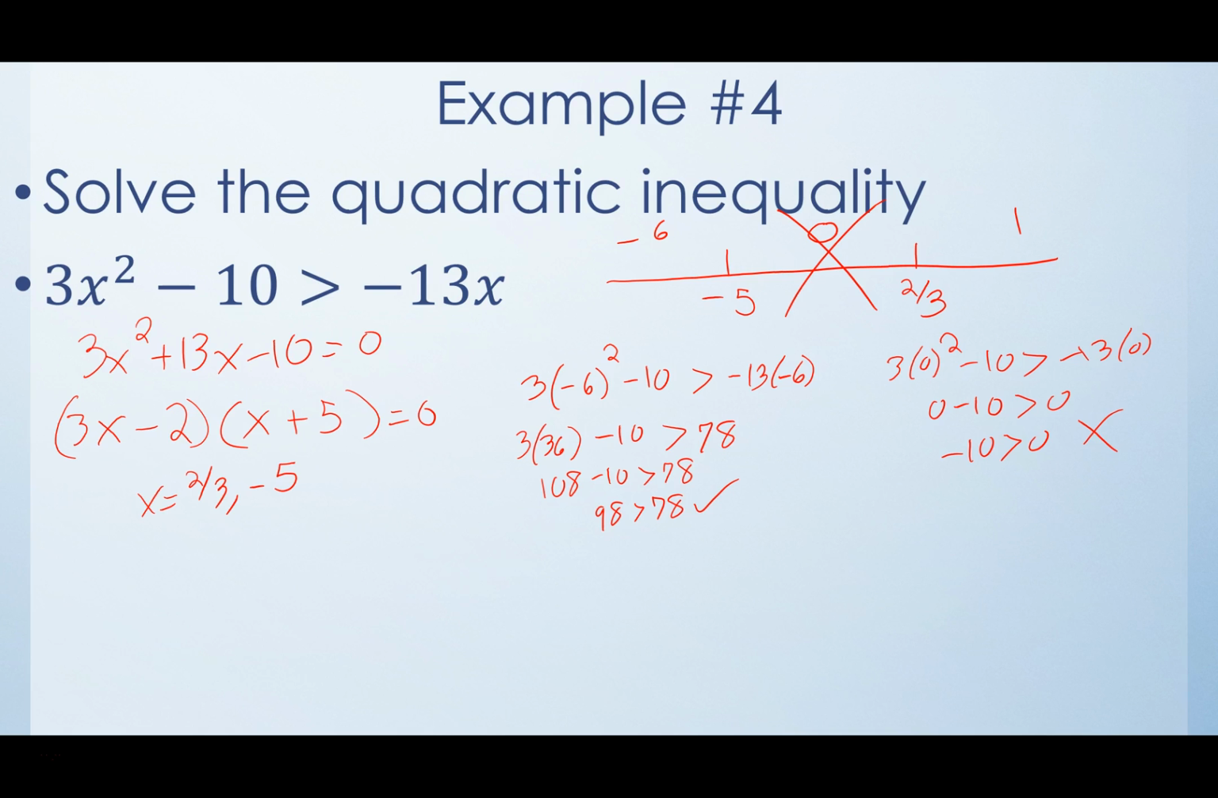So this tells us, we kind of guessed that. The first region works, the second region shouldn't, so the third region should work, but again, we should still plug in just to be safe. You never know. Sometimes it actually doesn't follow the full pattern. So 3 times 1 squared minus 10, greater than negative 13 times 1. We get 3 minus 10, greater than negative 13. Negative 7 is greater than negative 13. Again, it did follow the pattern.